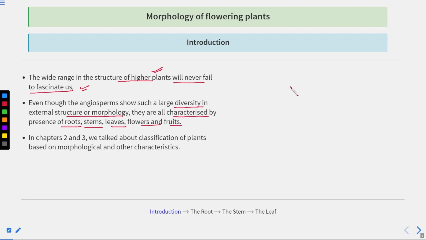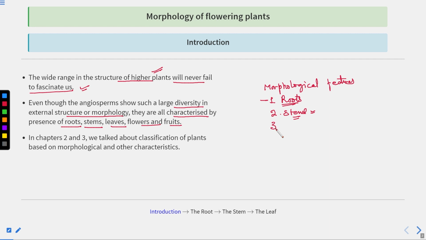Okay, if we talk about the plant, what morphological features are we seeing? The first thing we are looking at is the roots. So we will talk about the roots of higher plants in this session. Then come the stems. We will also talk about the stem of the plant, what type of stem they are having.